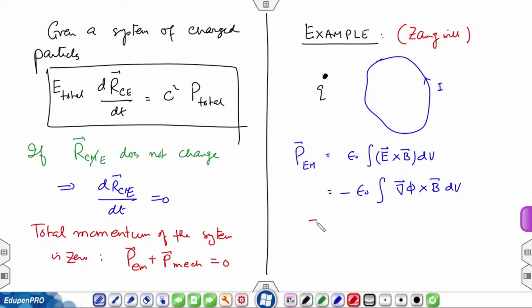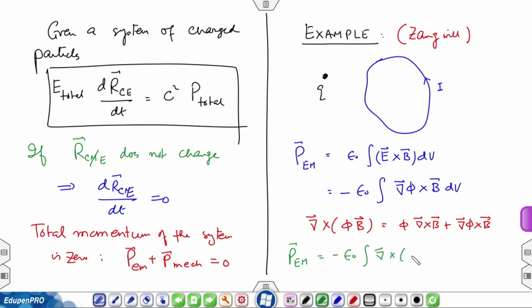Now, I am going to use curl of φB is equal to φ curl of B plus grad φ cross B, and therefore, P_electromagnetic is going to be equal to ε0 grad φ B with a minus sign. So, that is going to be ε0, the minus sign, curl of φB plus ε0 integral φ curl of B dV.